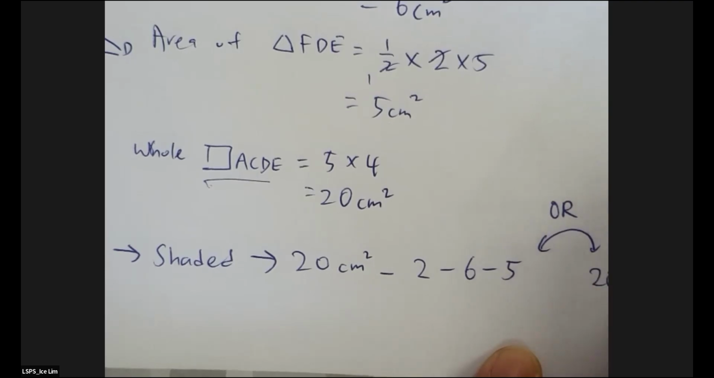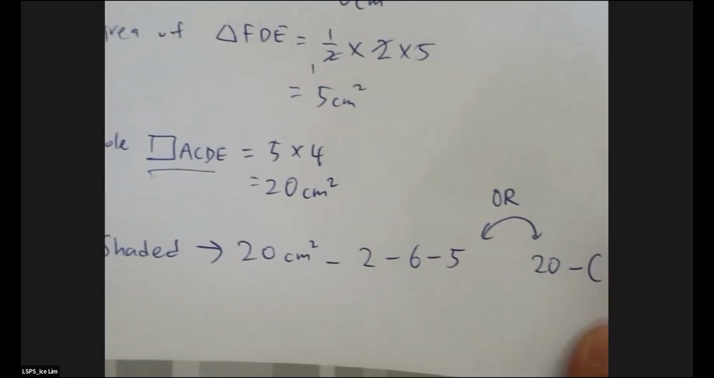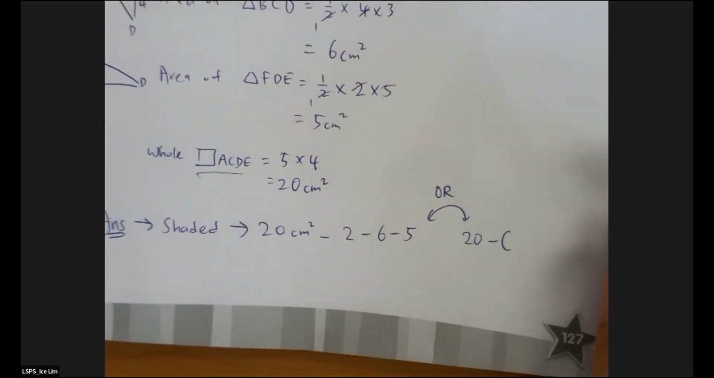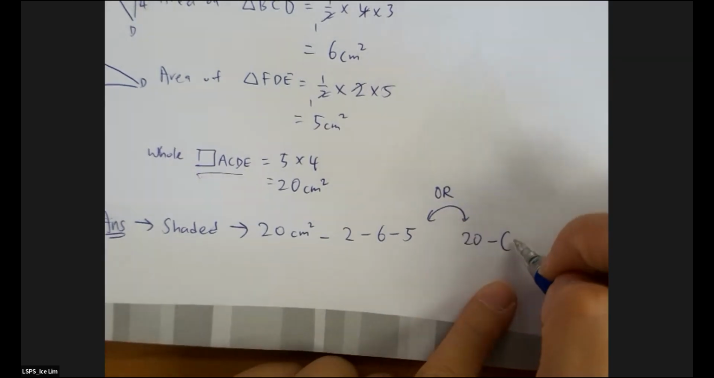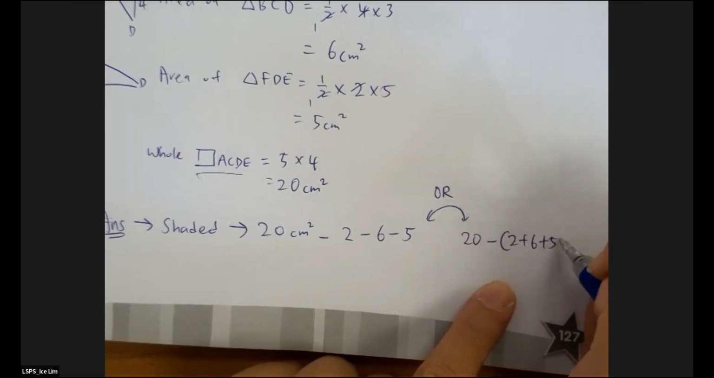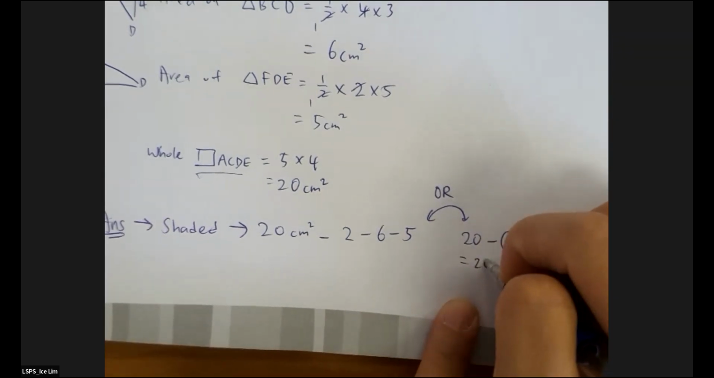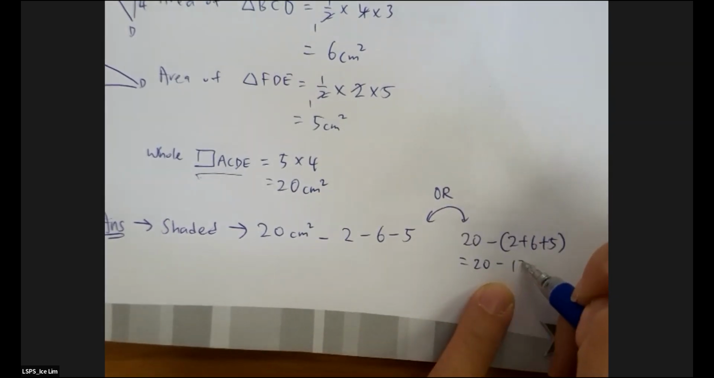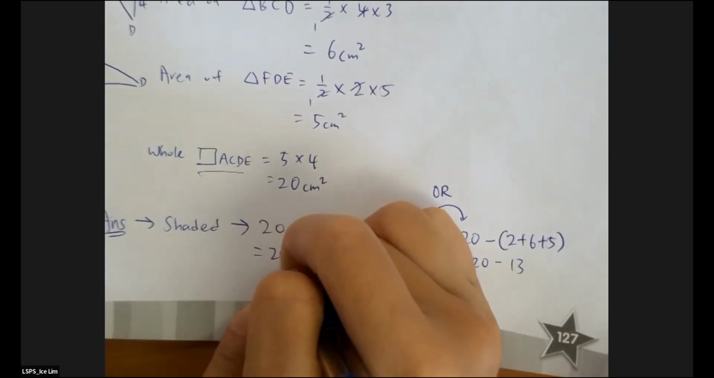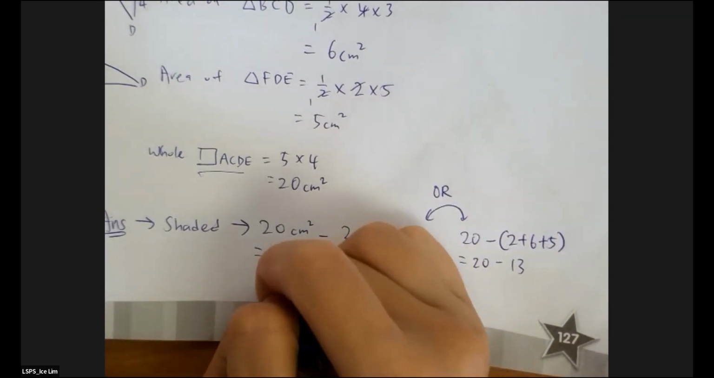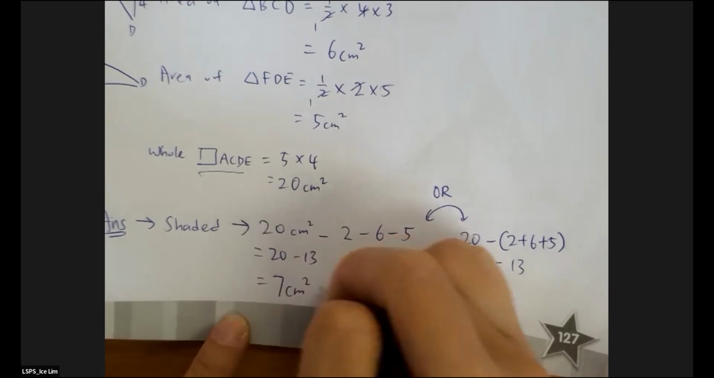I can do 20 minus, I do a bracket. We are using order of operations, so we can do a bit more of the order of operations. 2 plus 5 plus 6, which is equal to 20 minus 13. Very good. So which is 20 minus 13. Answer is 7 square centimeter.